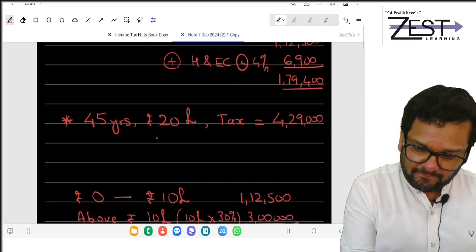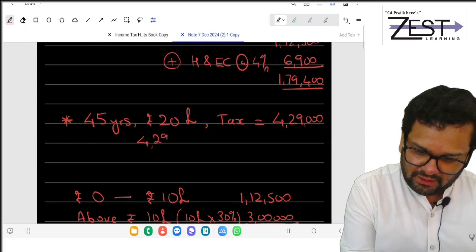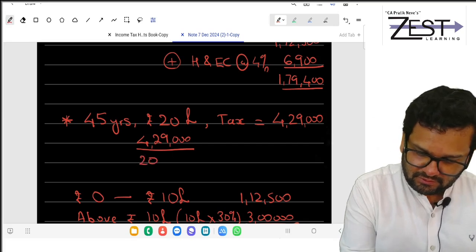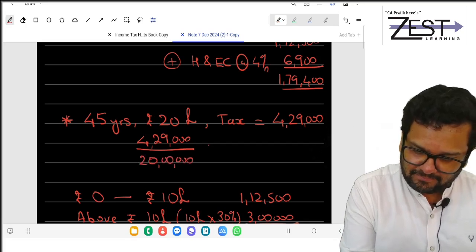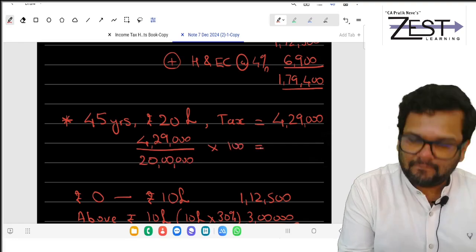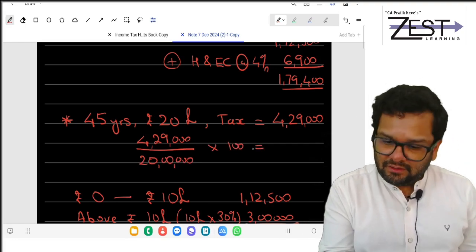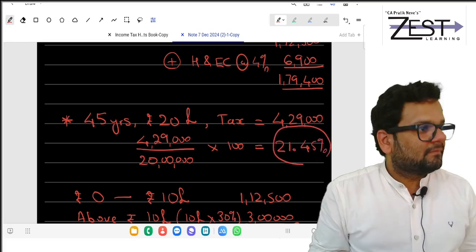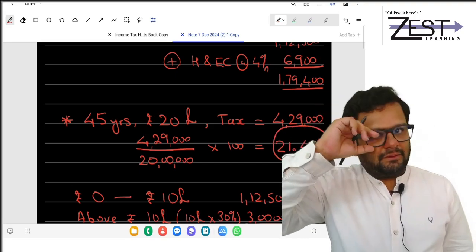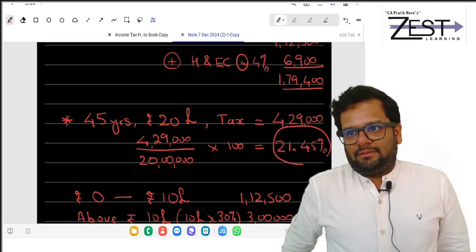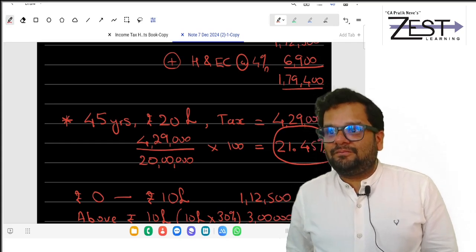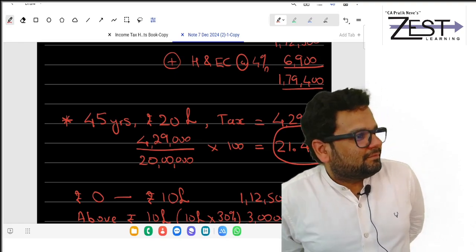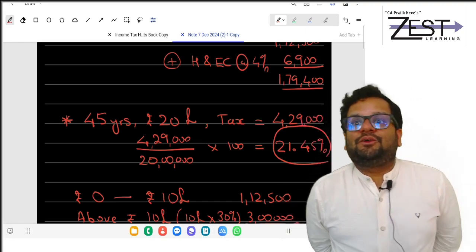Now you are paying 4,29,000 out of 20 lakhs. The effective rate is increasing only. Higher the income, higher the effective rate of tax. Getting it? Why I'm telling you all these things?